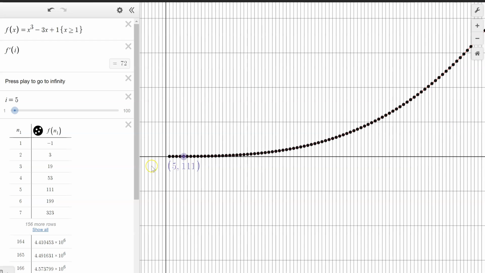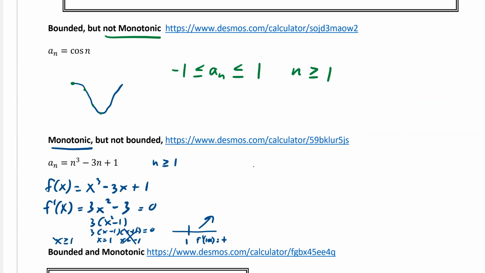But it is bounded at the bottom. If we go all the way back to 1, you can see that at 1, -1 is the smallest value. So you can say it's bounded below, with a sub n, by a sub 1 equals 1.